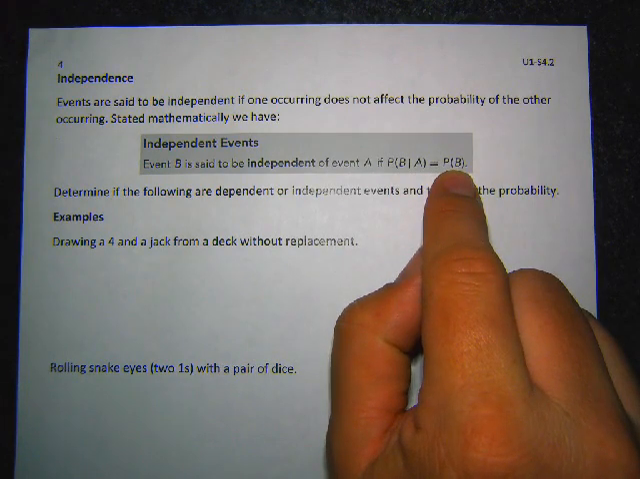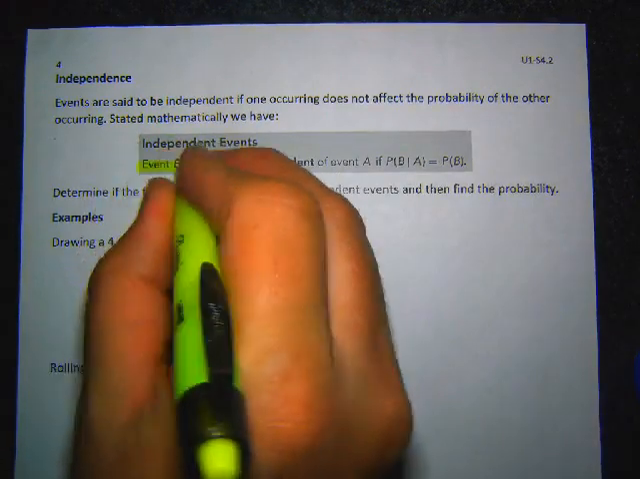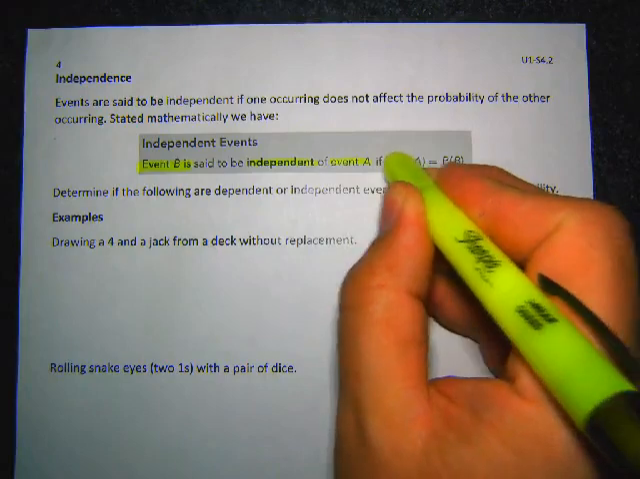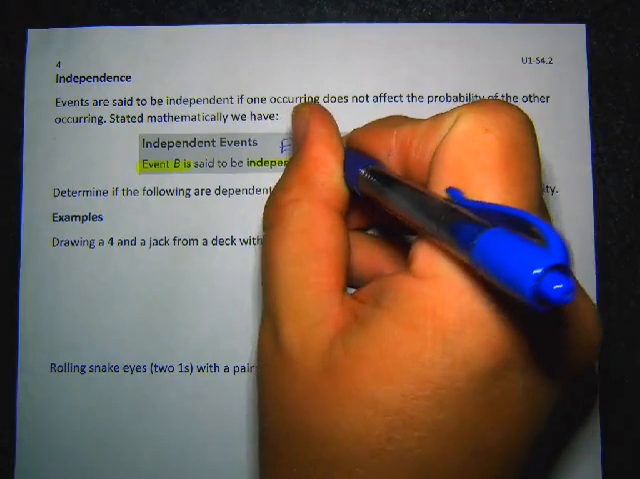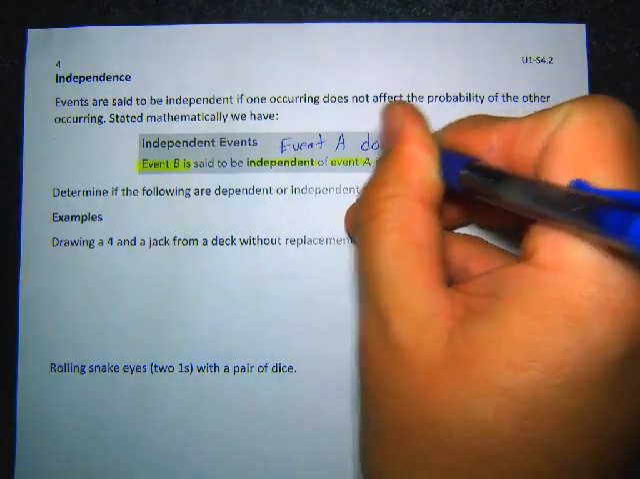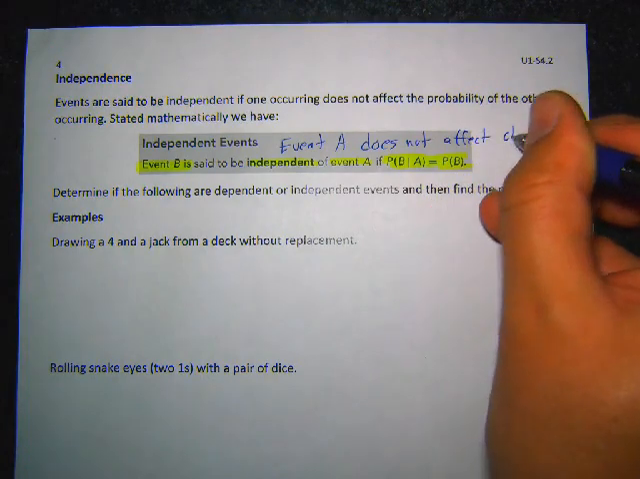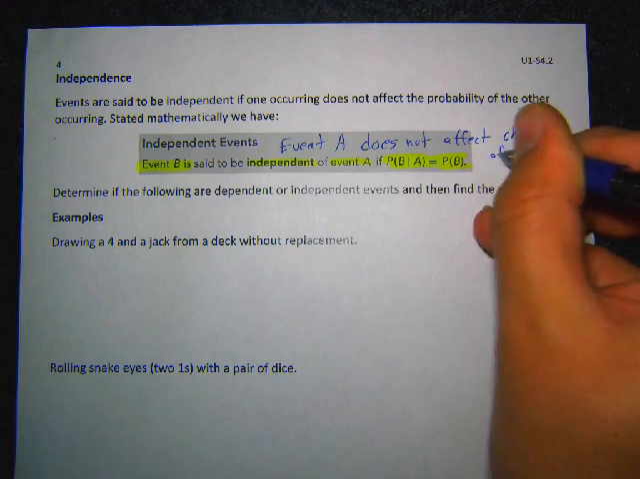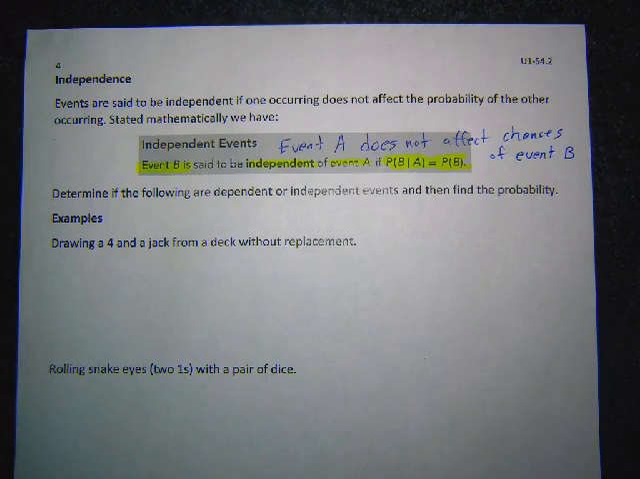This is what we just saw with the dice example, right? The first roll of the dice did not affect the second roll. And so in that case, we would call those independent. So you say event B is independent of event A if the probability of B given A is equal to the probability of B. So event A does not affect the chances of event B. That's when we say they're independent. Things like dice rolls are always independent because the first die roll does not affect the second one.